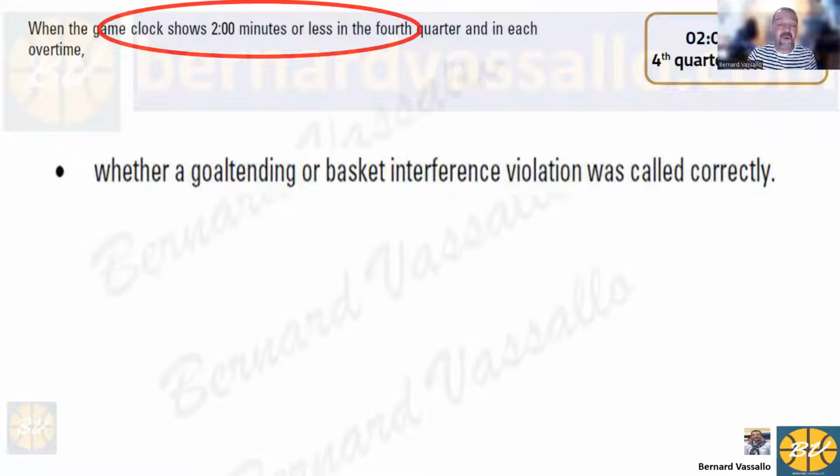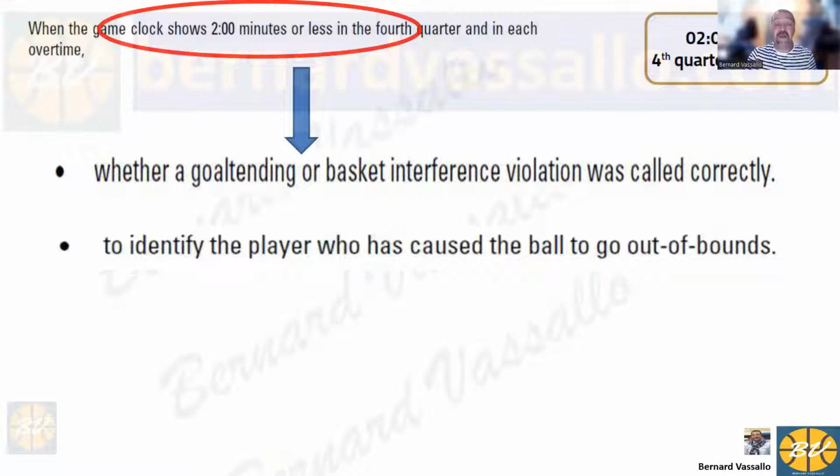This happens only in the last 2 minutes of the game, and obviously the referees have called the violation. If the referees do not call any goaltending or basket interference, there cannot be any instant replay system usage because you cannot review something that was not called.